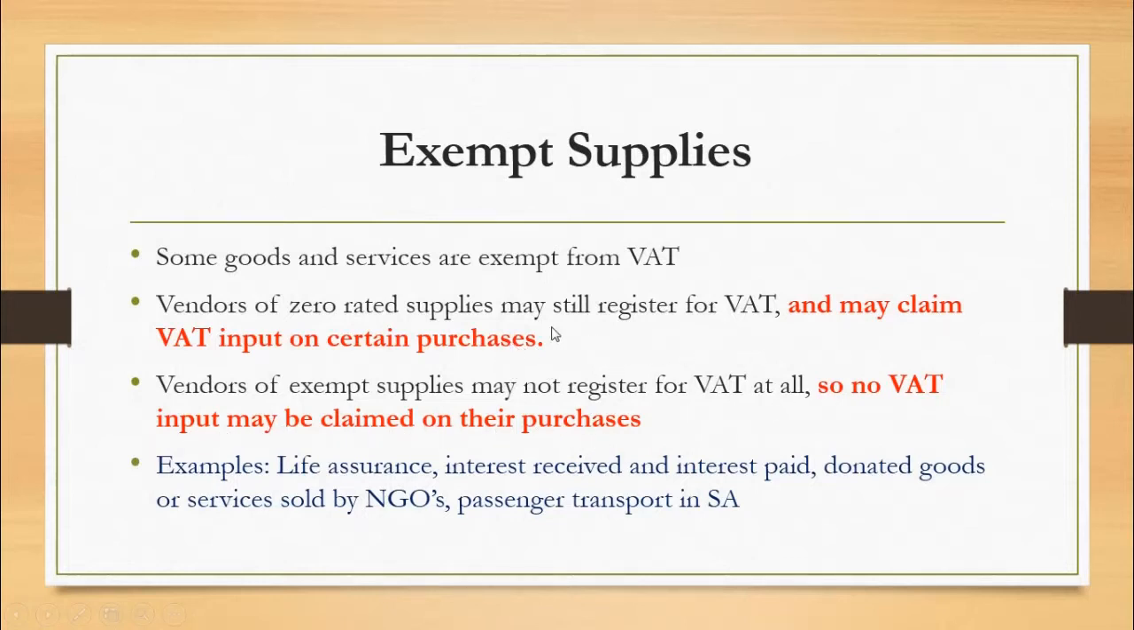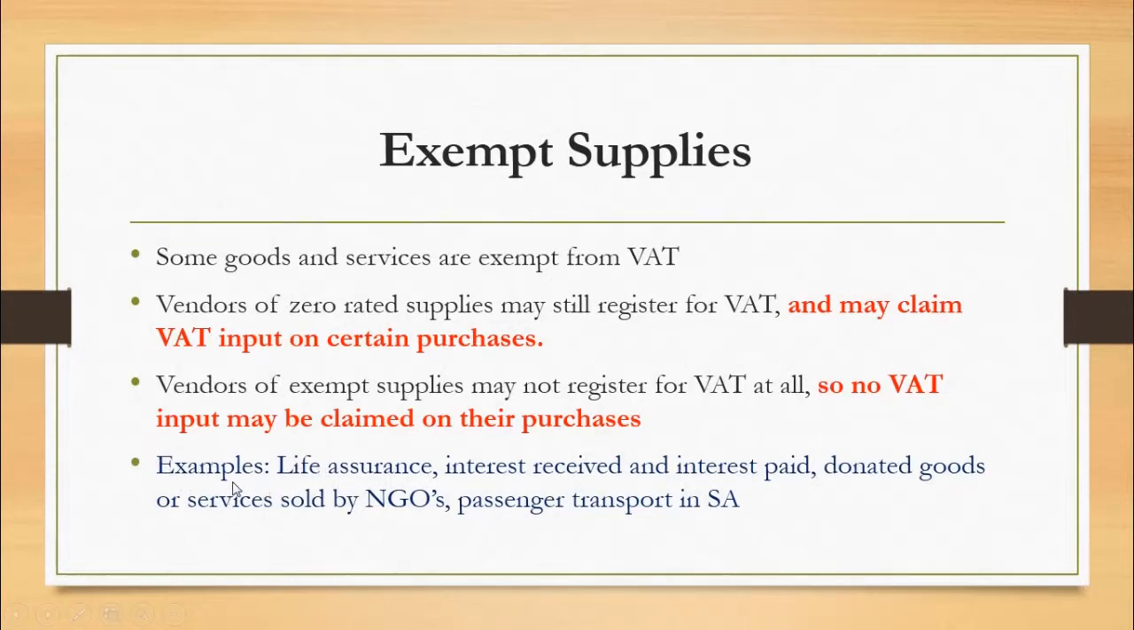This is the key difference between zero rated and exempt suppliers. Zero rated can claim and register for VAT, but these ones may not register for VAT at all, and so no VAT input may be claimed. So just be clear on that one. So what are these examples?